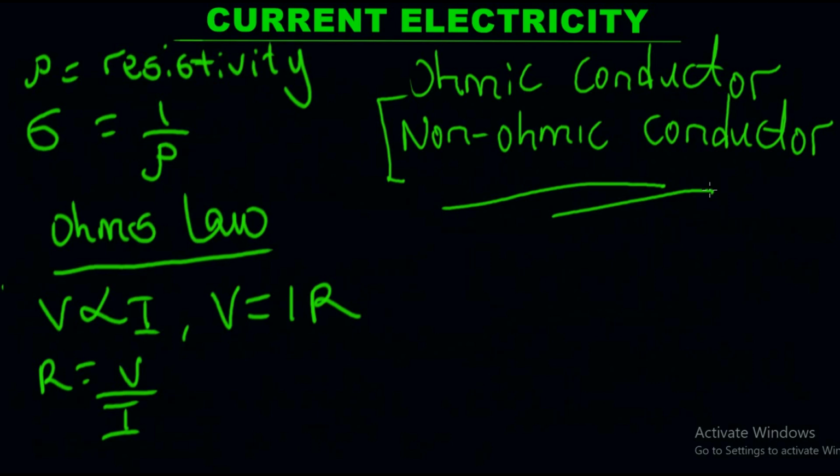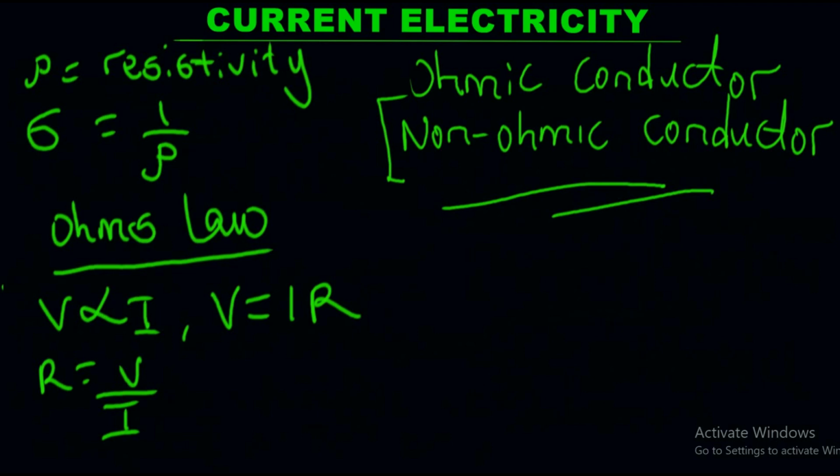So ohmic conductors have a straight line, and good examples are metals and the resistor. Non-ohmic conductors do not obey Ohm's law, so they don't have a linear graph. They have a non-linear graph. Good examples of non-ohmic conductors are your electrolytes, your diodes, and your transistor. I hope you're following. Now, if you are to draw their graph, we said that ohmic conductors have a linear graph. Let's look at this graph.